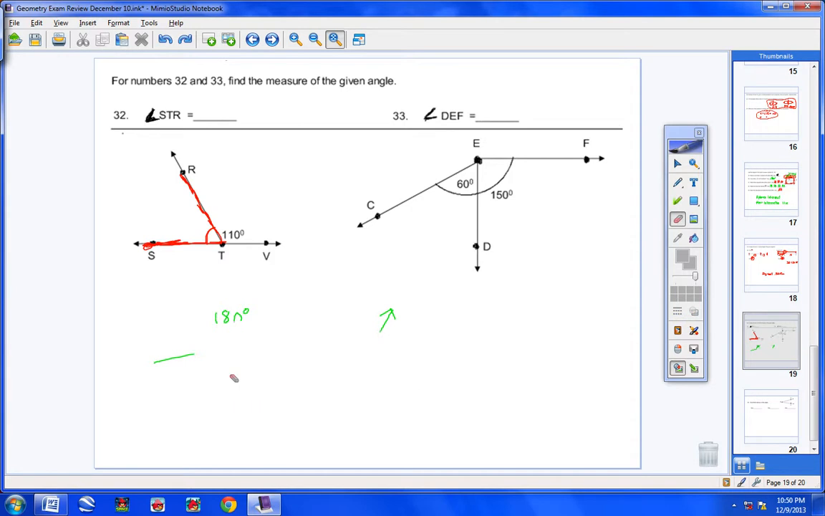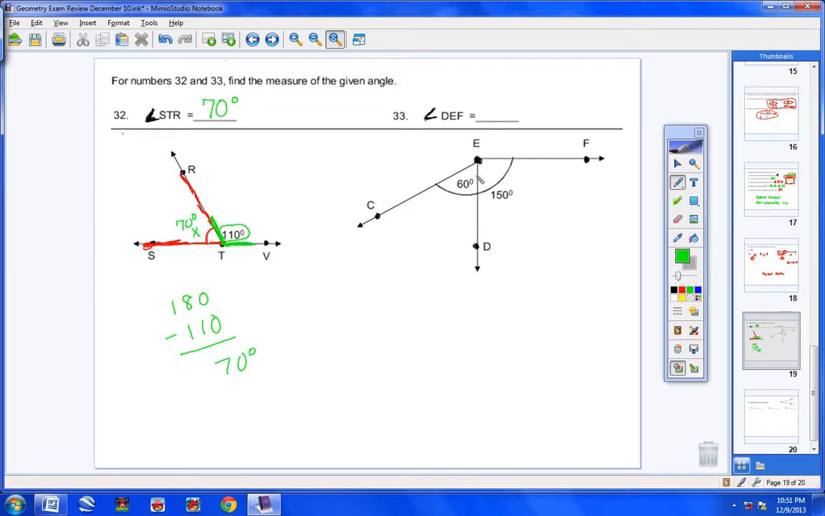So what we know is this angle right here, 110 degrees, and this angle here, we'll call it X. These two angles have to add up to 180 degrees. So that means this has to be 70, because if I take 180 and subtract out 110, I'm left with 70. So the measure of angle STR is 70 degrees. Not too bad.